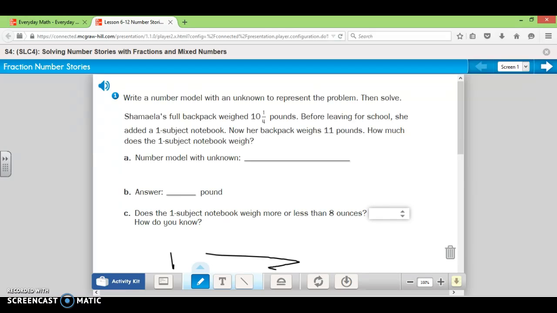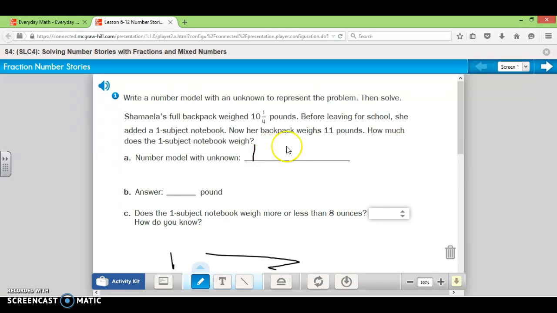So take a look at this fraction problem. Shamela's full backpack weighed 10 1/4 pounds. Before leaving for school, she added a one-subject notebook. Now her backpack weighs 11 pounds. How much does the one-subject notebook weigh? So we can write this as a number model like this.